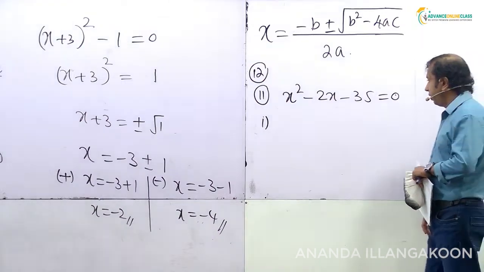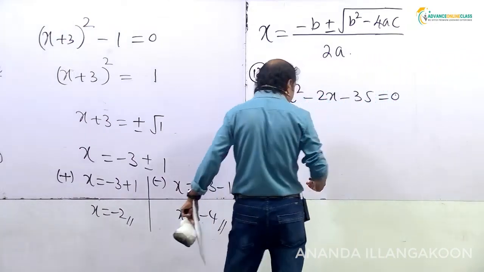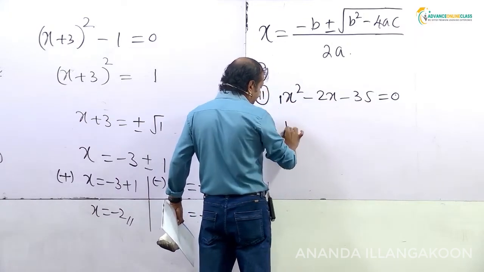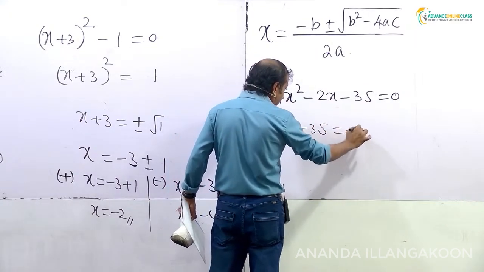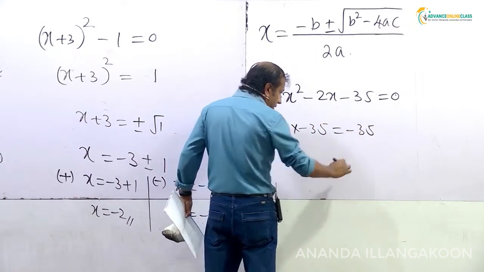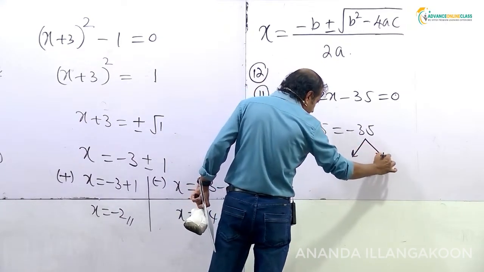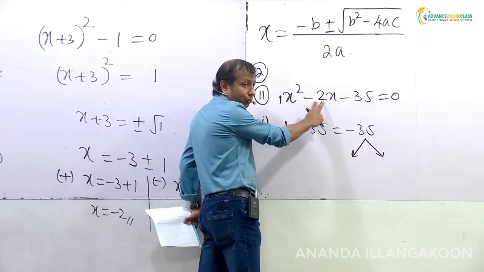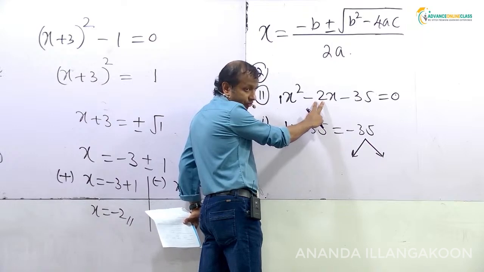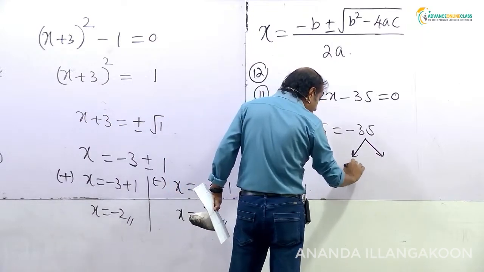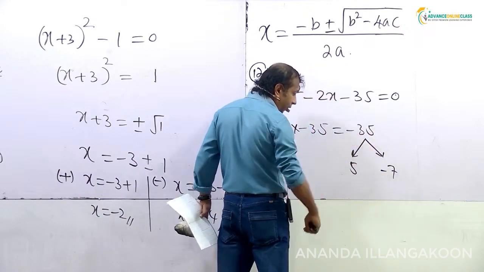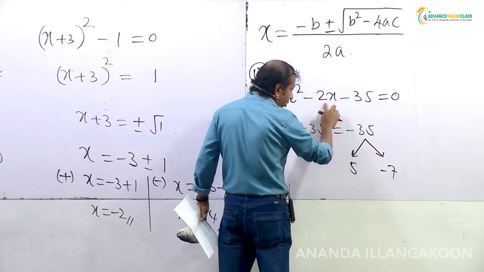Right. First, tell me here what are the factors, people? Here 1, here minus 35. First, you have to multiply 1 into minus 35. What is the answer? Minus 35. This minus 35 we write as a product of two numbers, for the algebraic sum to be minus 2. Tell me two numbers. Minus 7 and plus 5, no? Right. I take 5 and minus 7. 5 into minus 7, minus 35 coming. Plus 5 minus 7 is minus 2 coming.